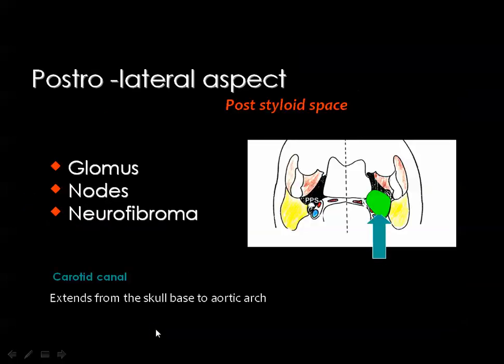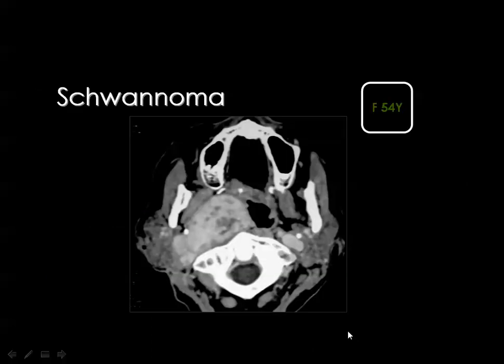Then there are three main lesions arising in this particular area. They will displace the fat anteriorly and may displace the styloid process also anteriorly. These are the glomus tumors, the lymphadenopathy, and the neurofibromas from the previously mentioned cranial nerves. And this is a good example of a schwannoma from the retrostyloid space.